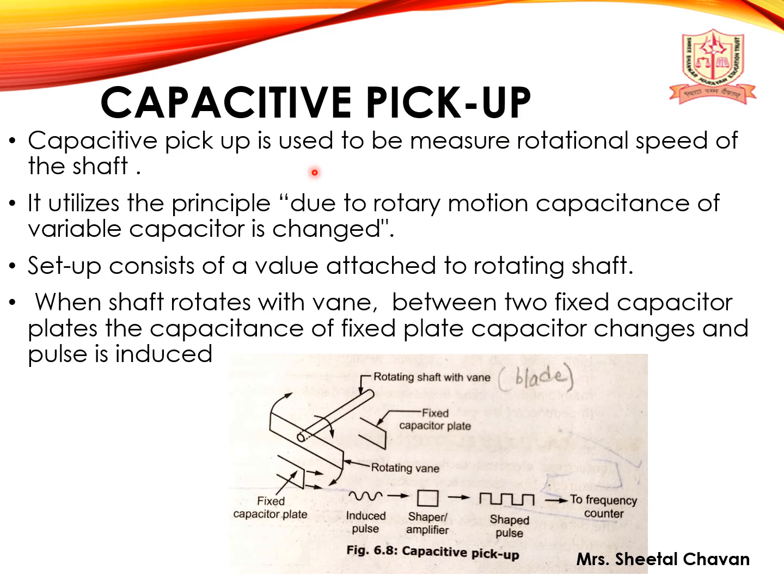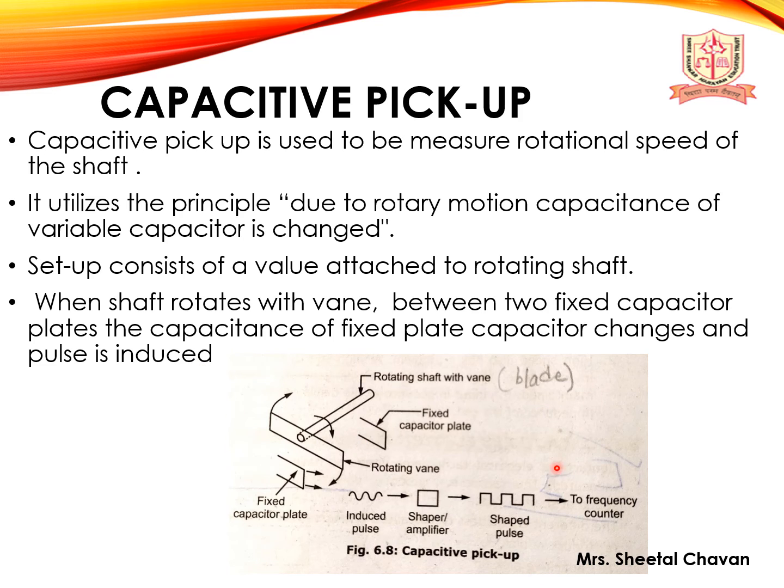The capacitive pickup is used to measure the rotational speed of a shaft. It utilizes the principle that due to rotary motion, the capacitance of a variable capacitor is changed. The setup consists of a vane attached to a rotating shaft. When the shaft rotates with the vane between the two fixed capacitor plates, the capacitance of the fixed plate capacitors changes and a pulse is induced.